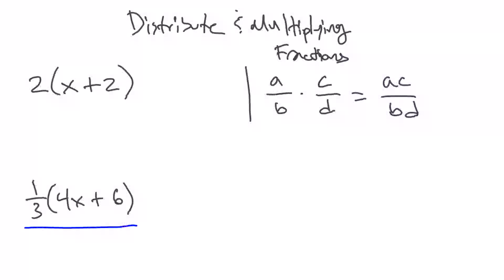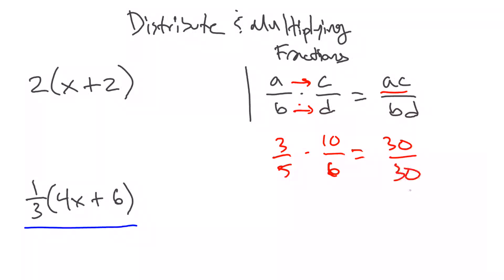Now, for distributing and multiplying fractions, remember, when we multiply fractions, we just multiply across, okay? And so a times c is just ac, and b times d is just bd. So if we had 3 over 5 times, I don't know, 10 over 6, remember, you just want to multiply across, and then you always want to be able to simplify, and so you can get 30 over 30, which is just 1, okay?